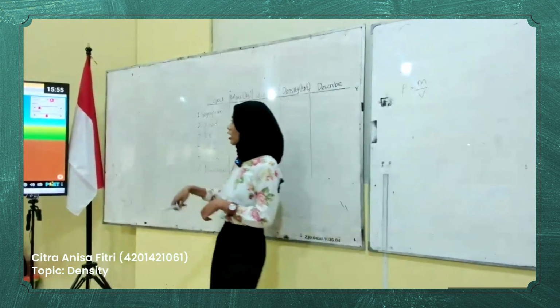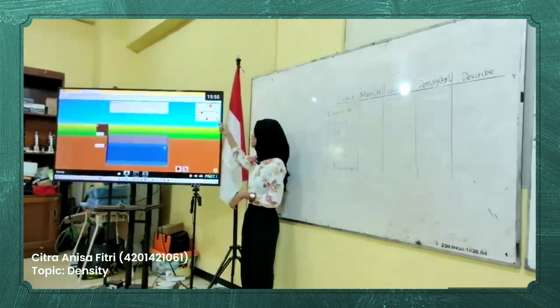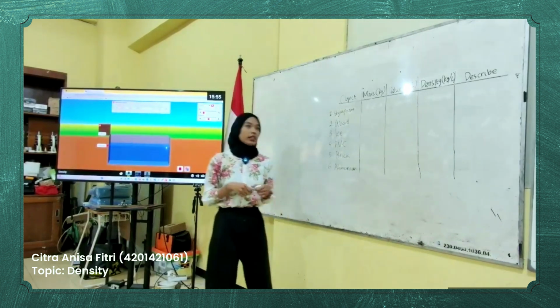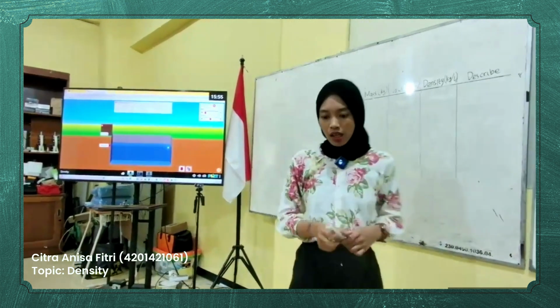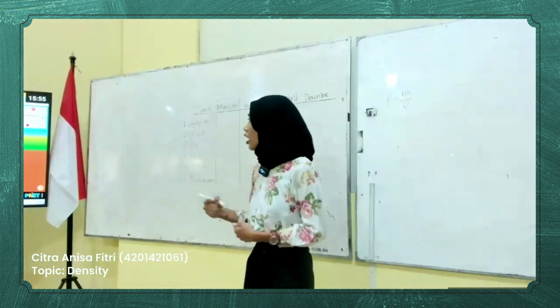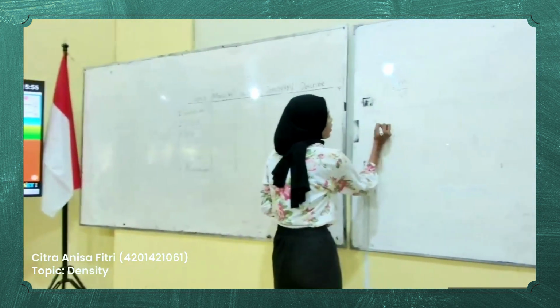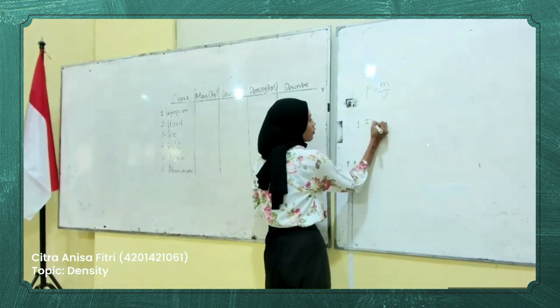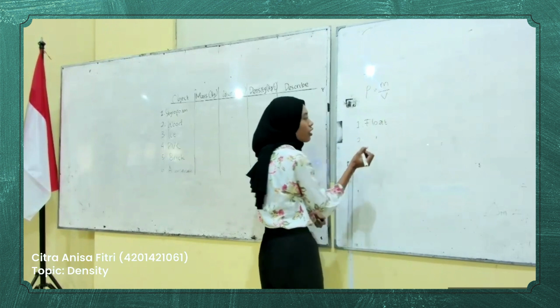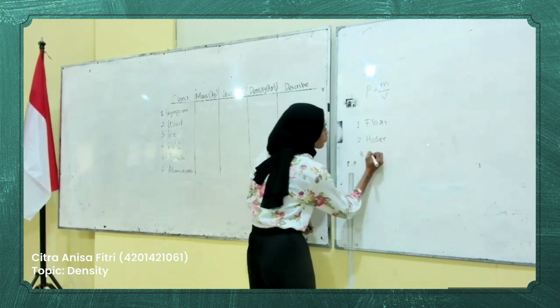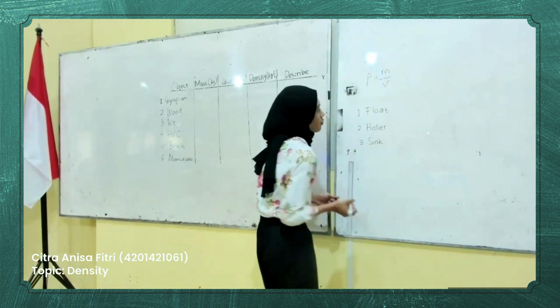Okay, so in this simulation, we can choose various objects that have different mass and volume, and we can see how its comparison affects density. And we know that the position of the object in the liquid is, first, floating or float. Second is hovering. And third is sinking or sink.